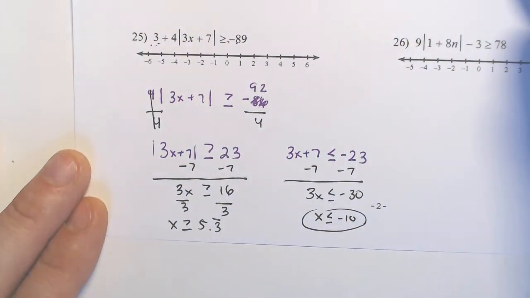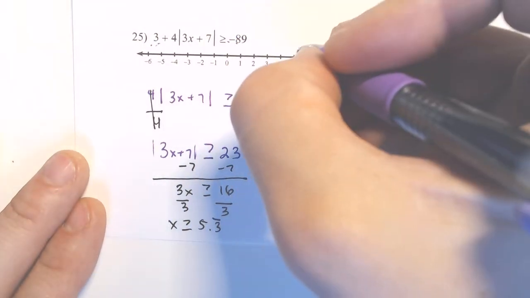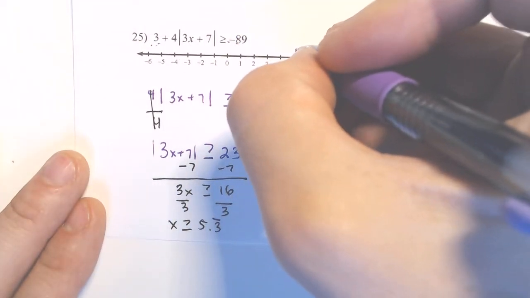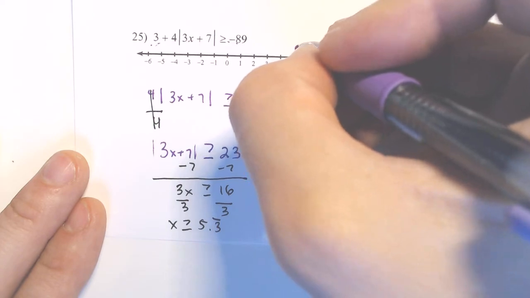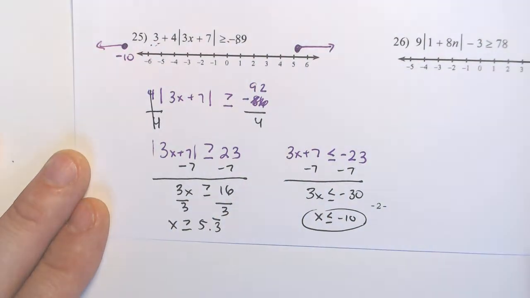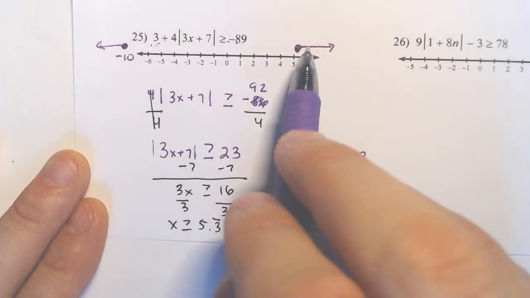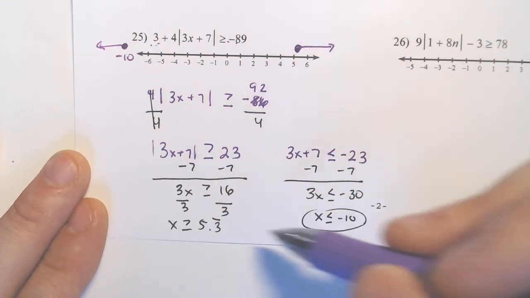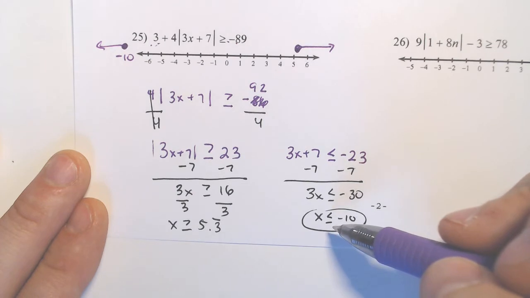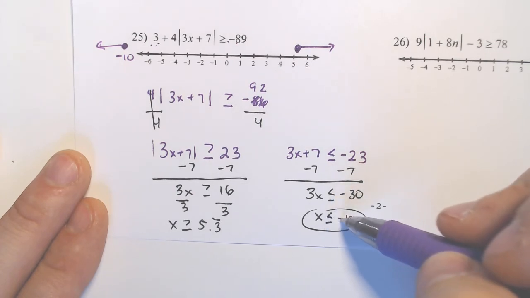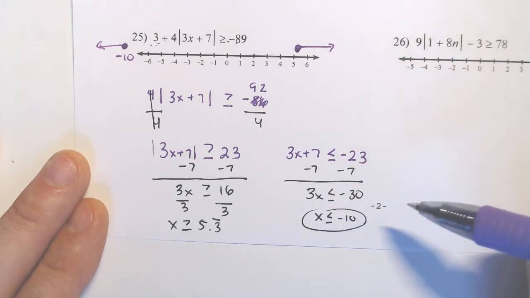Oh, it's off the graph. Oh my goodness. 5.3, filled in circle, to the right. Negative 10, it's over here. Filled in circle, to the left. So negative 10 filled in to the left, 5.3 filled in that way, and they're going the right direction. So x is less than or equal to negative 10.